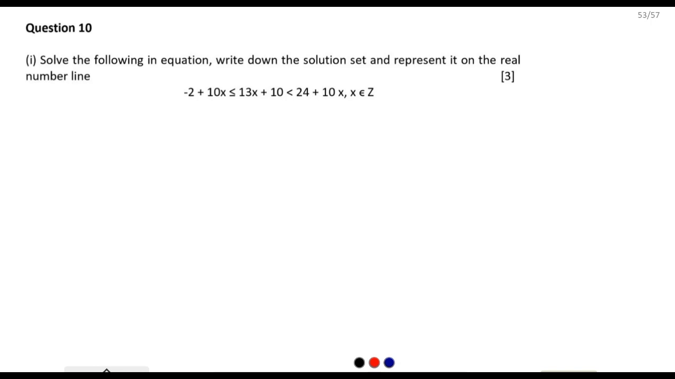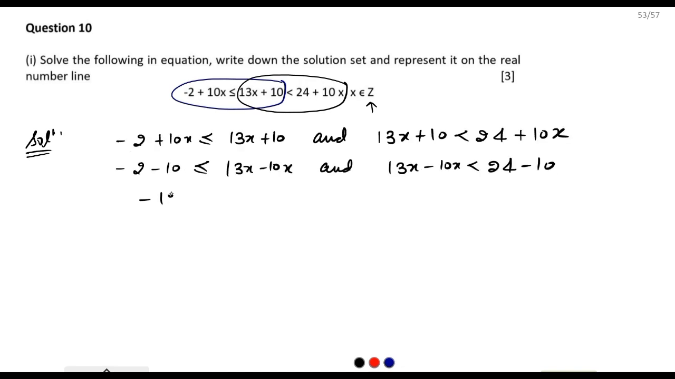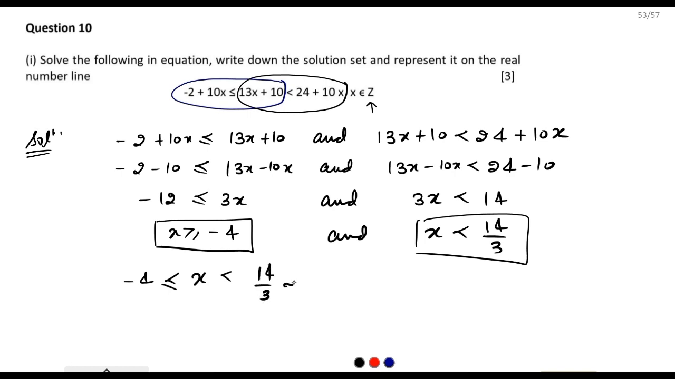Question number 10. An inequation is given. The given inequation is the combination of two inequations. We have to solve these two inequations separately and then we will combine the result. x belongs to Z means integers. First, x is greater than or equal to minus 4, and according to the second, x is less than 14 by 3. Means x is greater than or equal to minus 4 and less than 14 by 3.